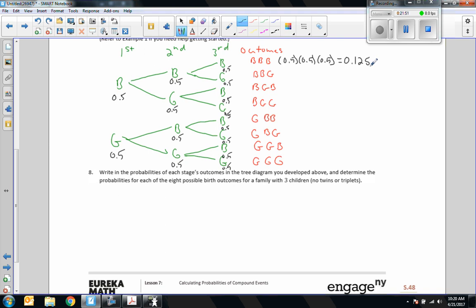Okay, now I'm going to save some time here. Since it's equally likely that it's a boy or a girl, BBB, BBG, doesn't matter, 0.5, 0.5, 0.5, they're all going to add up to 0.125. I'm not going to repeat this line 8 times. They're all the same. So let's continue with number 8. It says write in the probabilities of each stage's outcomes in the tree diagram you developed above, and determine the probabilities for each of the 8 possible birth outcomes for a family with 3 children, no twins or triplets. So that's what we did here. All the possible outcomes were 0.125.